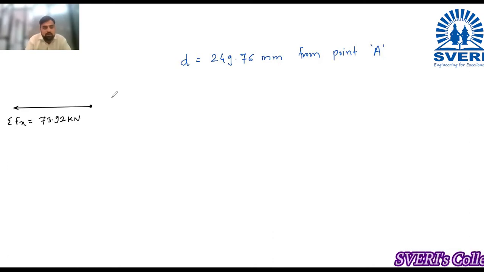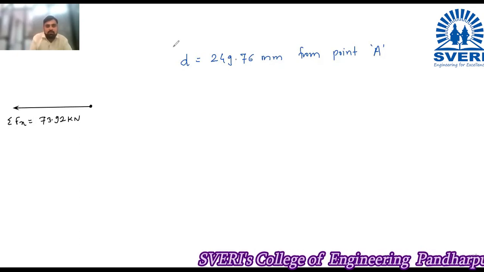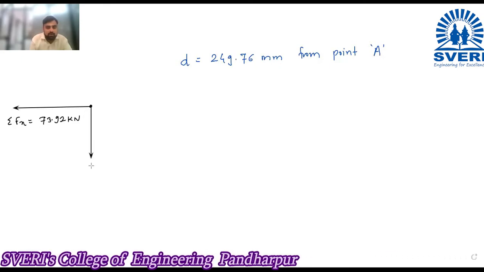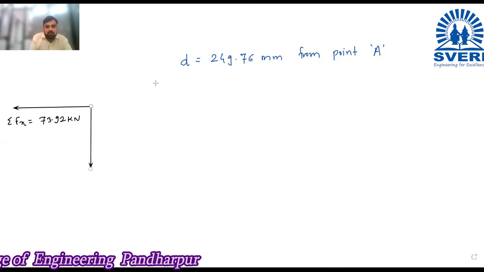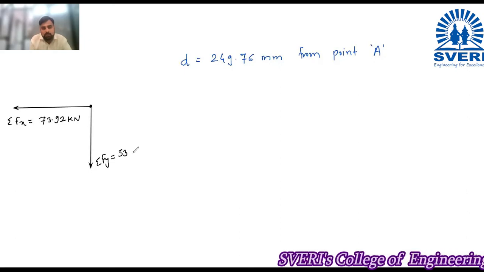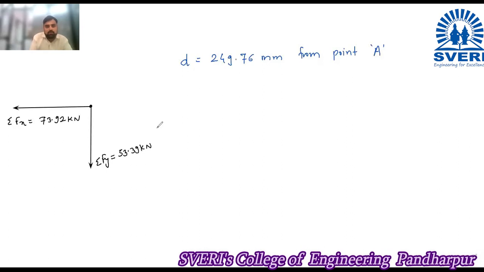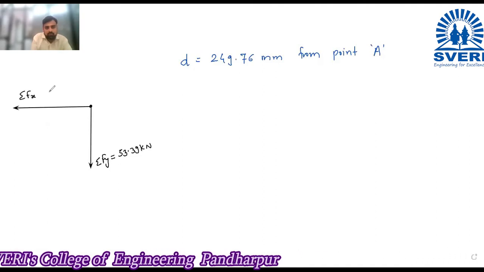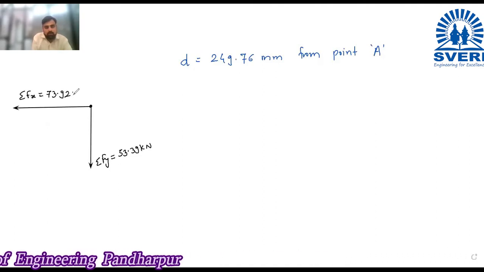Now what is the value of summation fy? Minus 53.39. Again this is minus, so it is not upward, now it is downward. The value of summation fy is also minus. So summation fy is equal to minus 53.39 kilonewton. Okay, now I will write this value above over here, summation fx 73.92 kilonewton. So now we will complete this parallelogram.